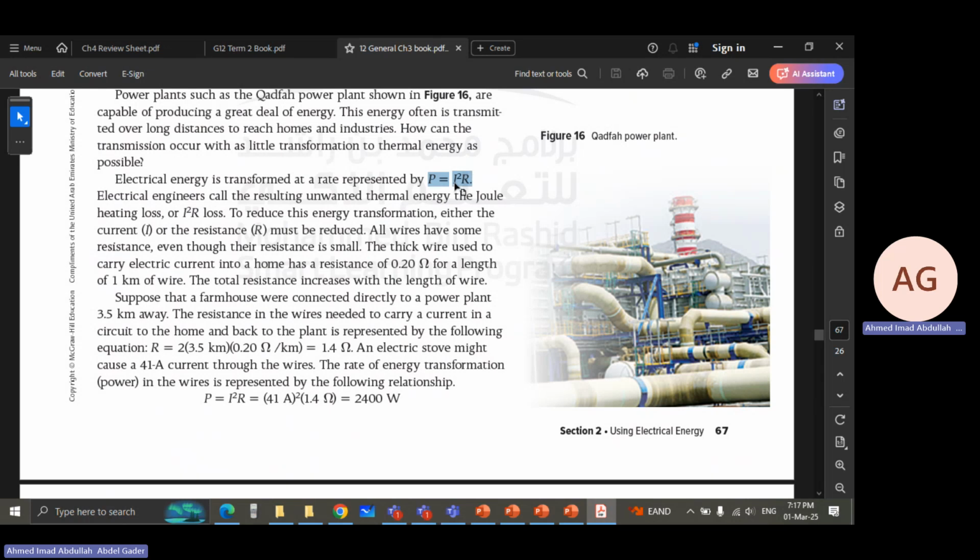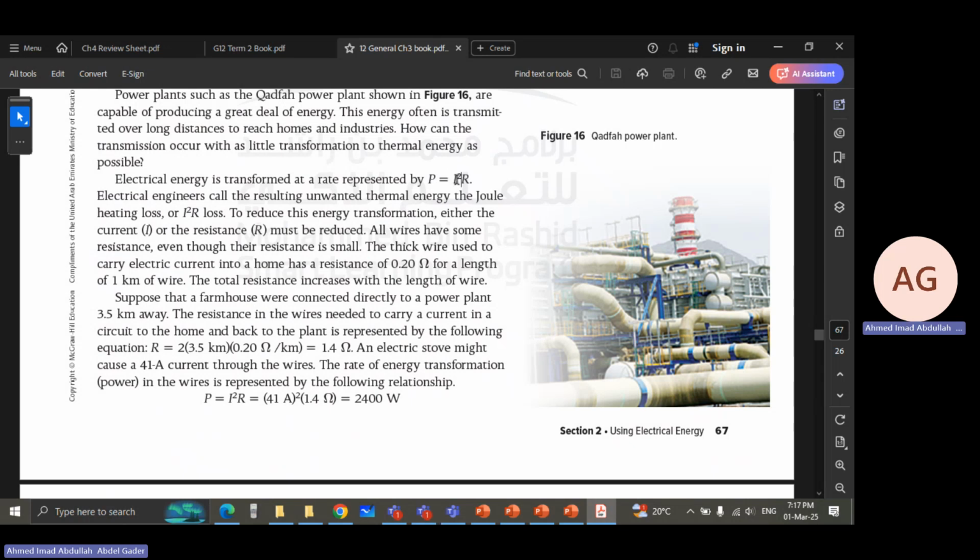Of course, this value is undesirable, so we want to minimize it as much as possible. In fact, it would be more beneficial to reduce the current than it is to reduce the resistance because of this square here, which means that if we halve the current, then we will quarter the power loss.